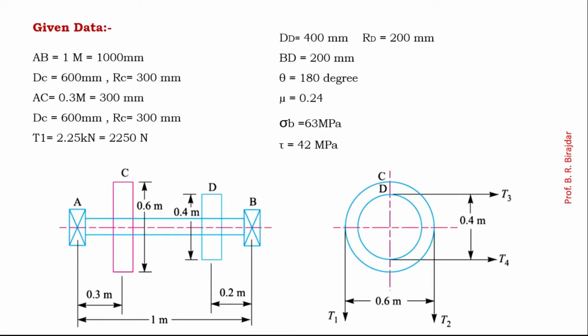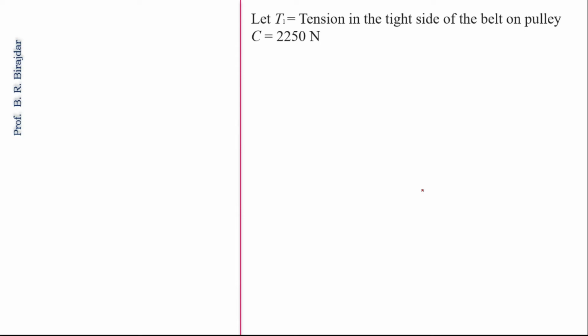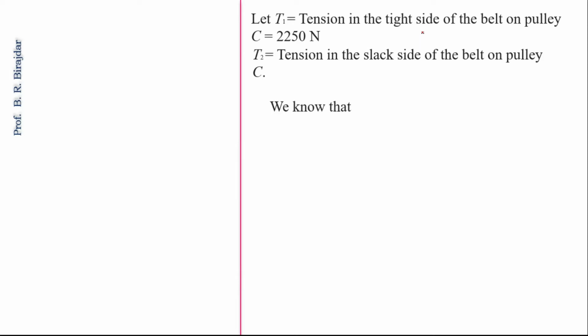Now see here, as the load, one is acting in the downward direction, one is in the horizontal direction. So here we have to find out the resultant load of these two. That is our main target. So we will try to solve one by one. Let T1 be the tension on the tight side of the pulley, and T2 the tension on the slack side, and we know that the ratio T1 upon T2 is equal to e raised to mu theta. T1 is tension on tight side, T2 is tension on slack side, mu is the coefficient of friction, and theta is angle of contact.